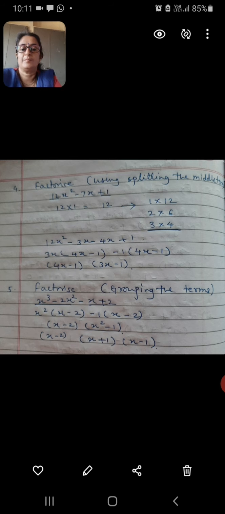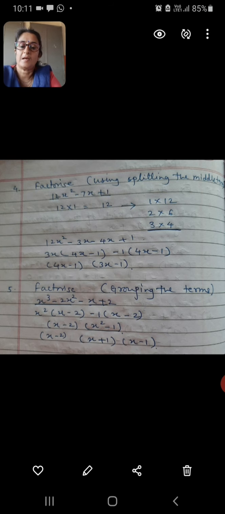So what is common between the first two terms? That is x square. When you divide the two terms by x square, x minus 2 will remain, that we have to put in the first bracket. What is common between the second group? That is minus 1, and x minus 2 will be in the second bracket. So x minus 2 is common, we'll take it once, and the remaining terms x square minus 1 in the second bracket. So x minus 2 and x square minus 1 are the factors of the given term.